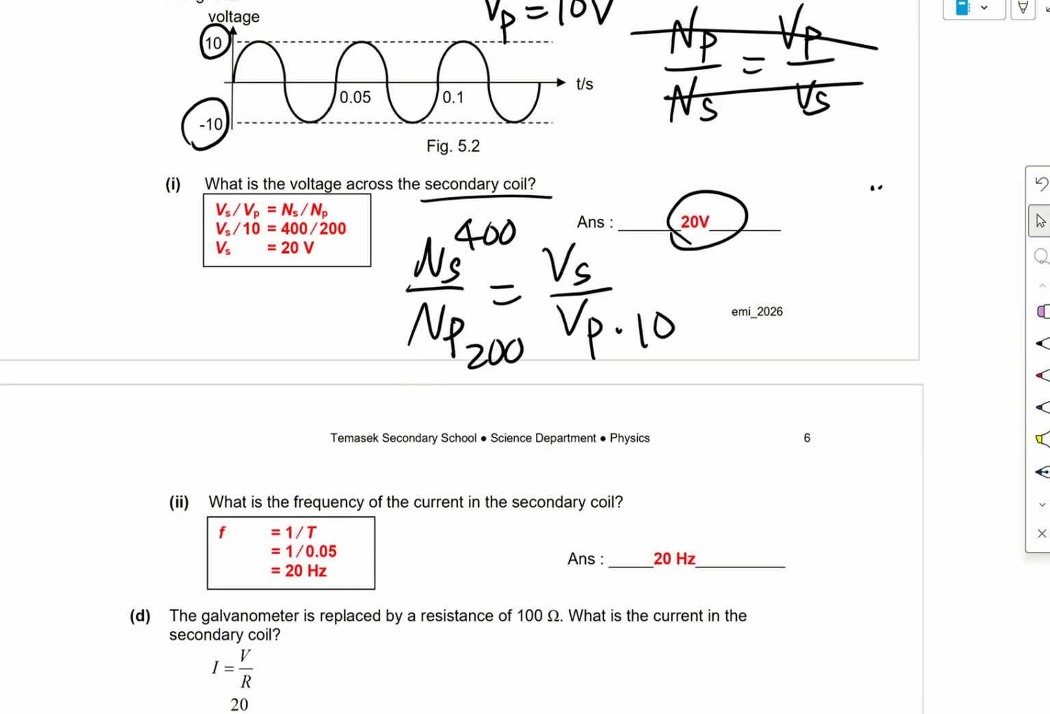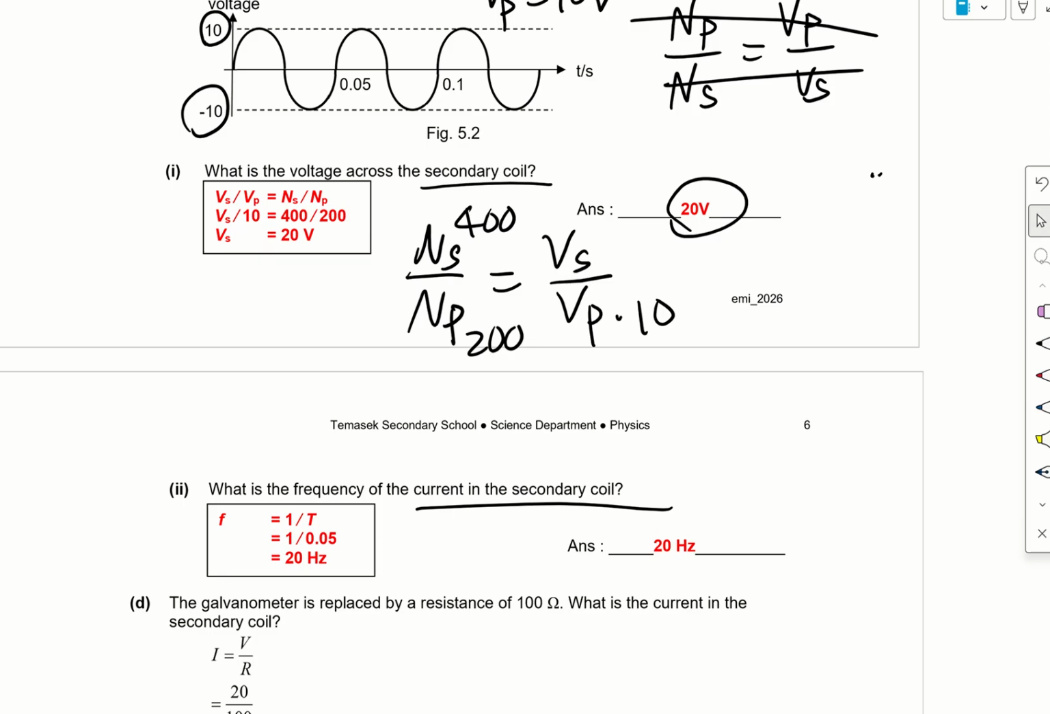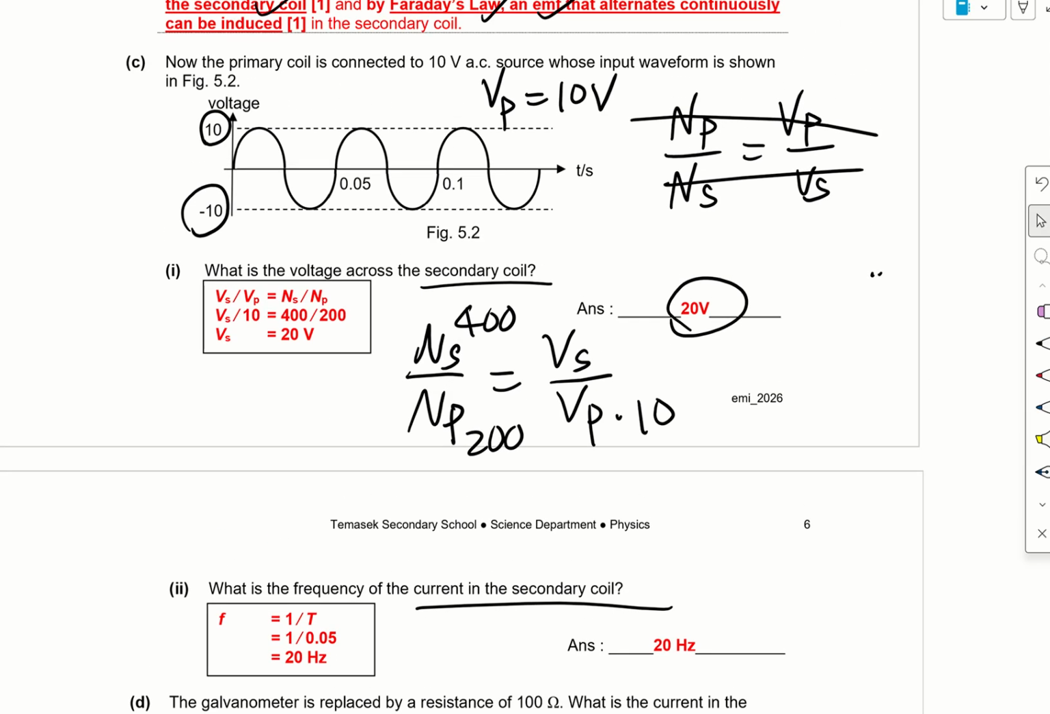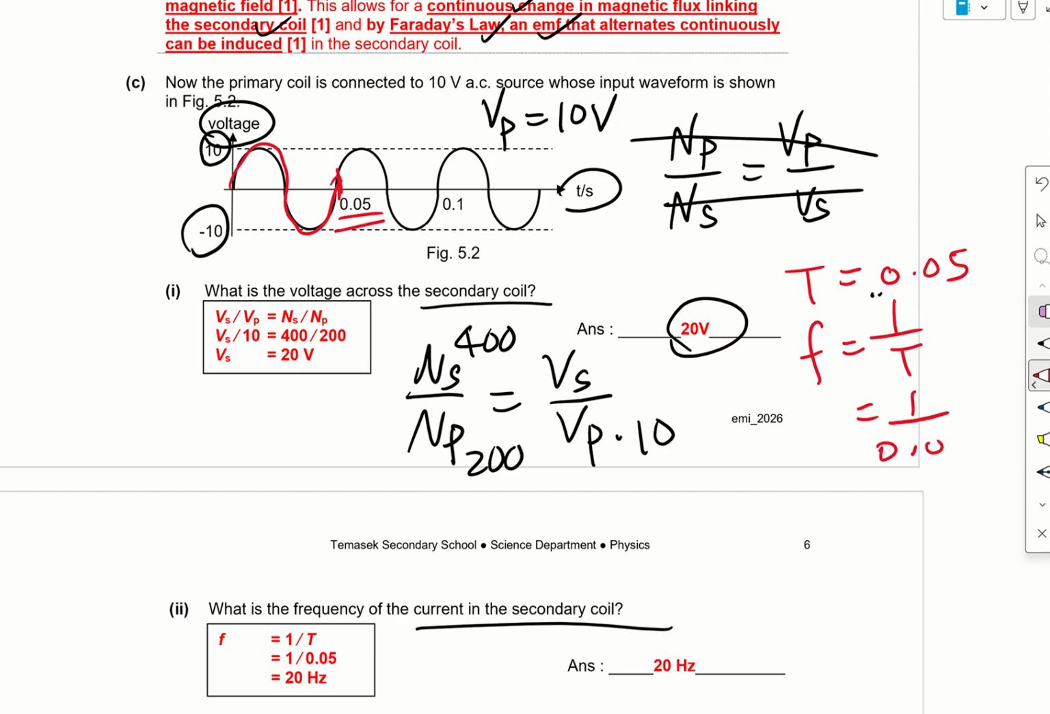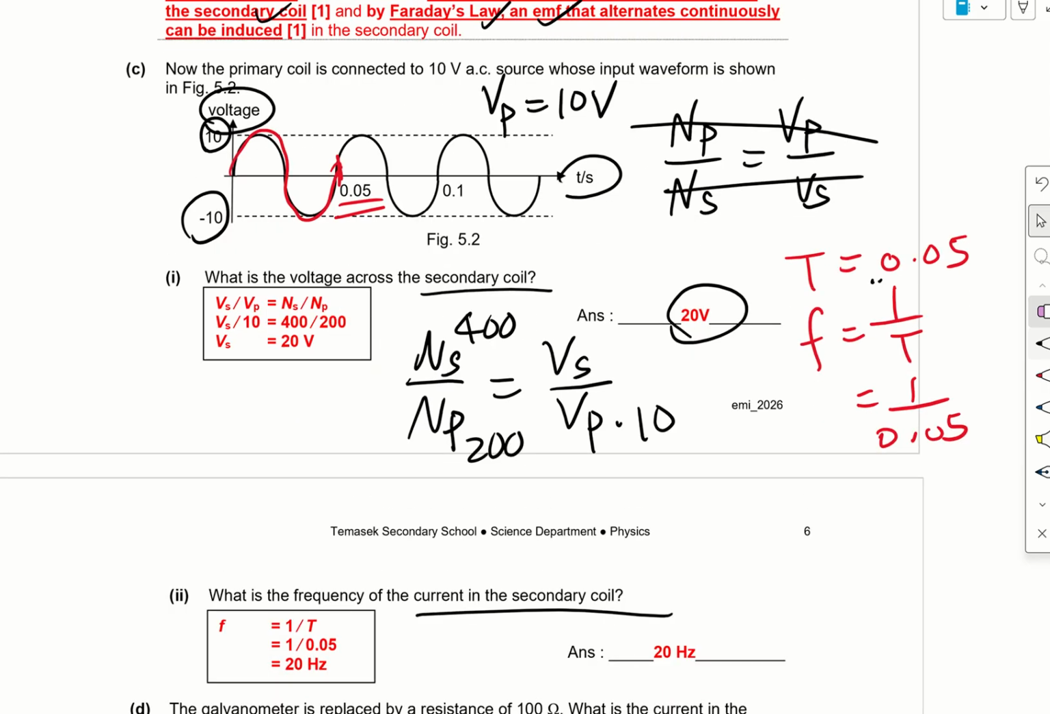So what's the frequency of the current in the secondary coil? It will follow what is the frequency in the primary coil. So this is our voltage versus time. So the time taken to complete one wave is actually 0.05. So that is the period, which is 0.05, and frequency equals to 1 over T, so equals to 1 over 0.05, and you will get 20 hertz.